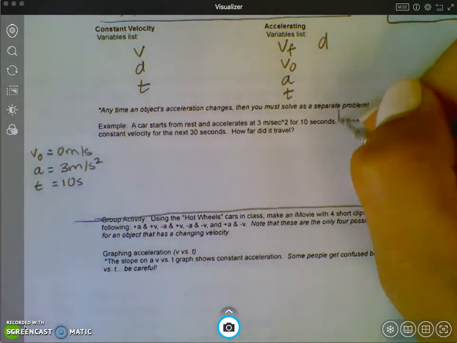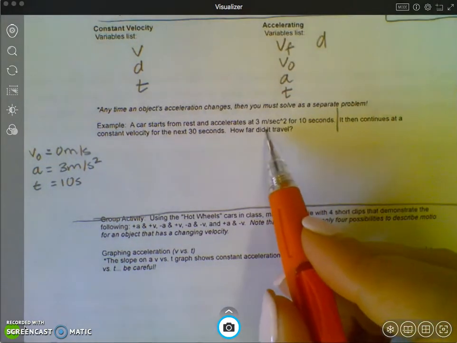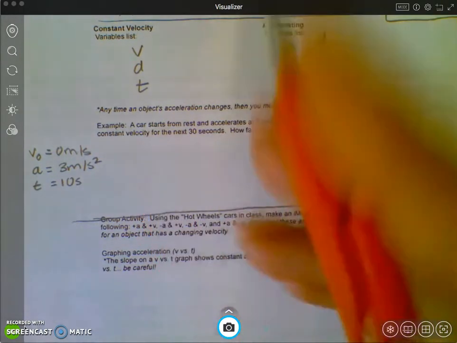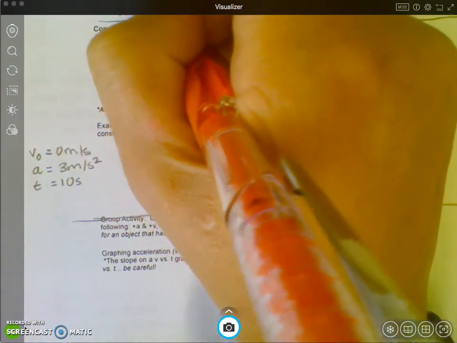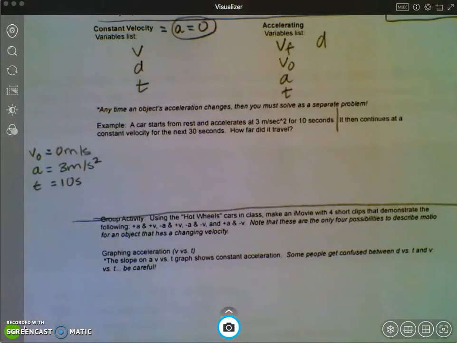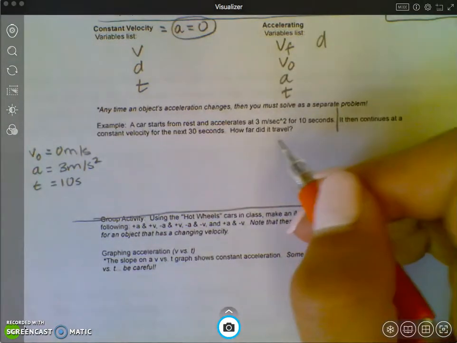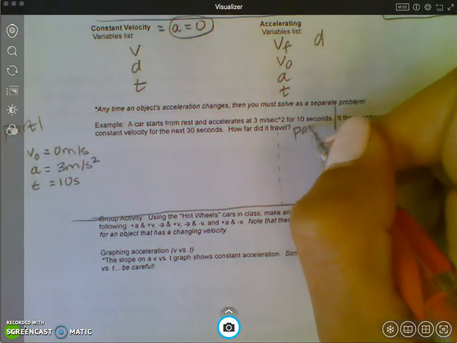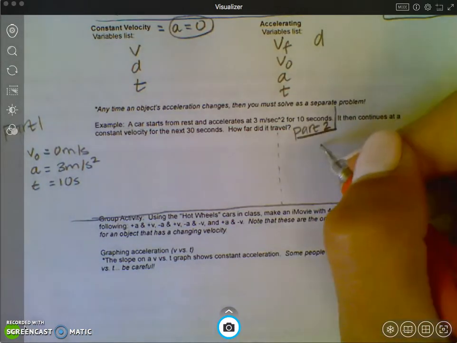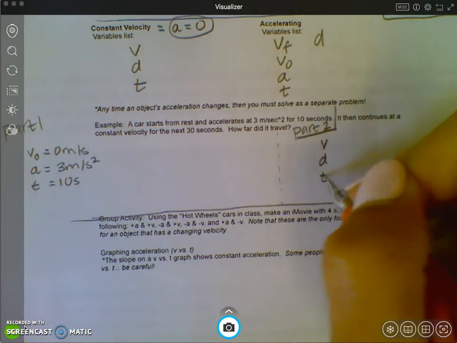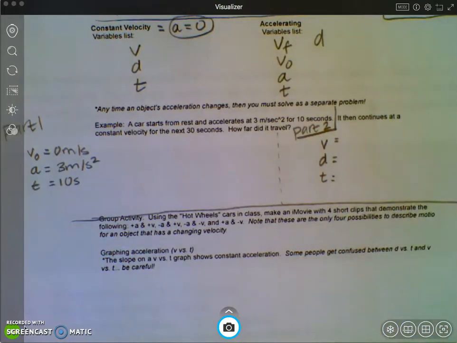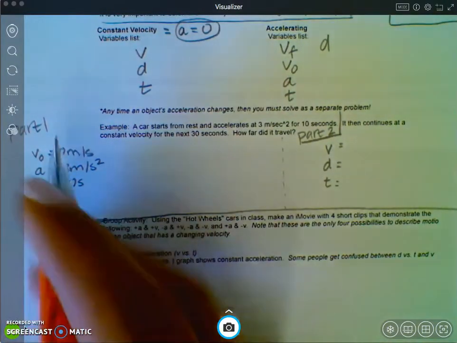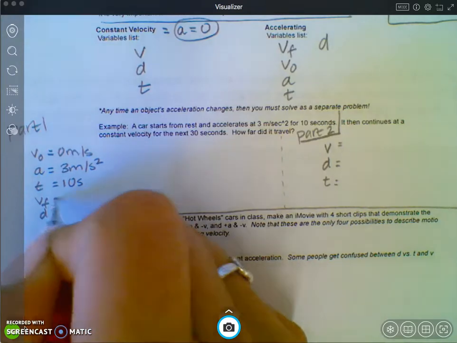So right there, the acceleration changed. First, it was accelerating at 3 meters per second squared. Then it was going at a constant velocity. So that means the acceleration would be 0. So let's note up here, this means acceleration equals 0. Okay. So because the acceleration changed, we're going to have part 1 and part 2 in this problem. Part 2, we have a constant velocity, which means our variables are v, d, and t. In part 1, we have acceleration, so we have v naught, or v initial, a, t, vf, and d.